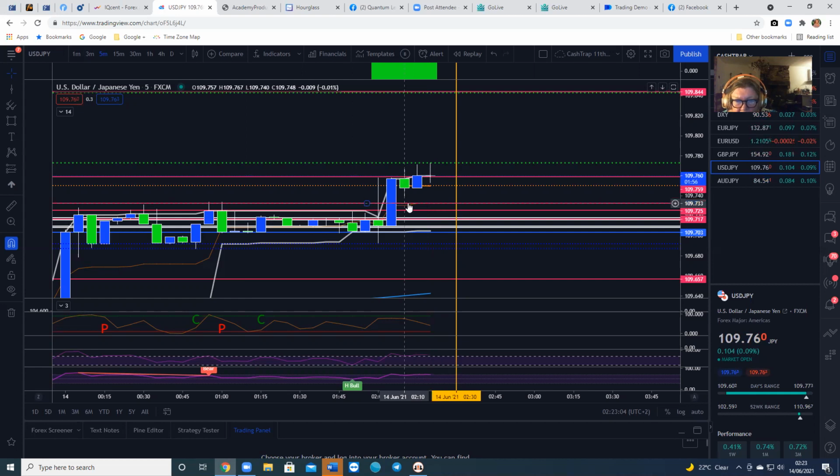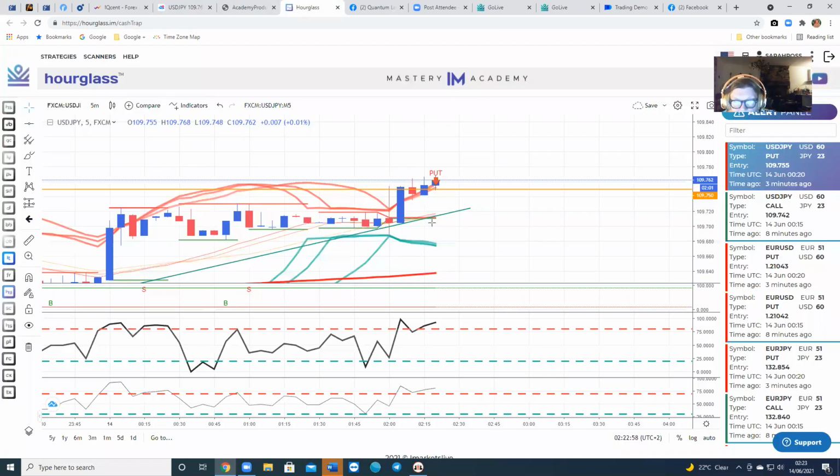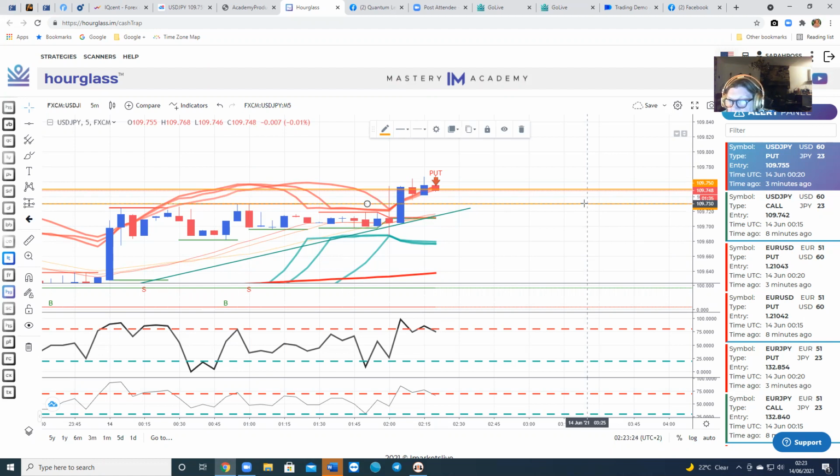So I know that my zone is going to be about 733. Let me look on HourGlass, see where that is. 733 is exactly round about where the previous ceiling is. So you could put that on here and lock it on using your red lines that Cashtrap gives you. It's given us that at 7:30, so that's brilliant.